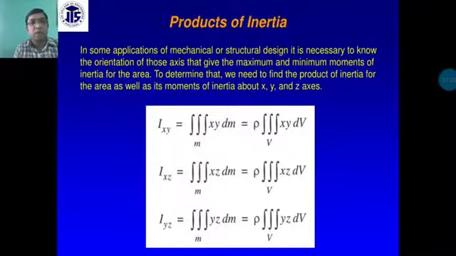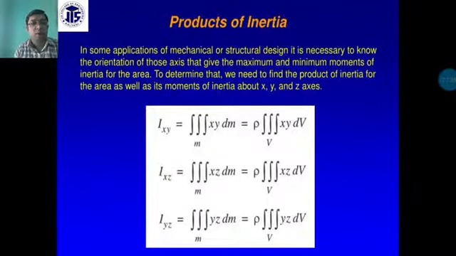The product of inertia: in some applications of mechanical or structural design, it is necessary to know the orientations of those axes that give the maximum and minimum moments of inertia for the area. To determine that, we need to find the product of inertia for the area as well as its moment of inertia about the x, y and z axes.